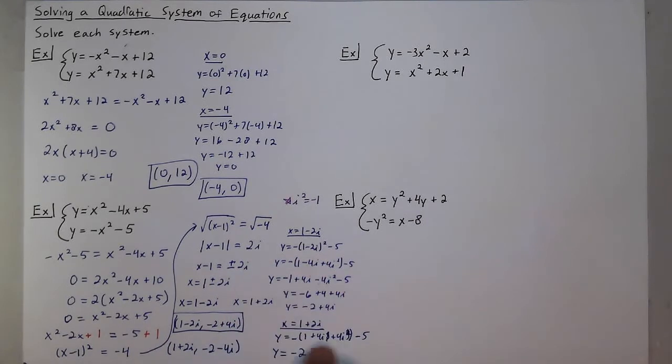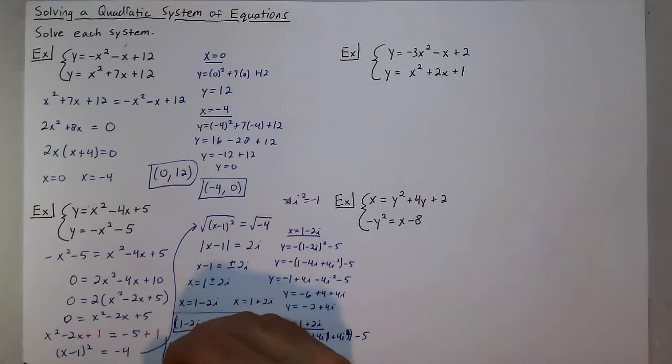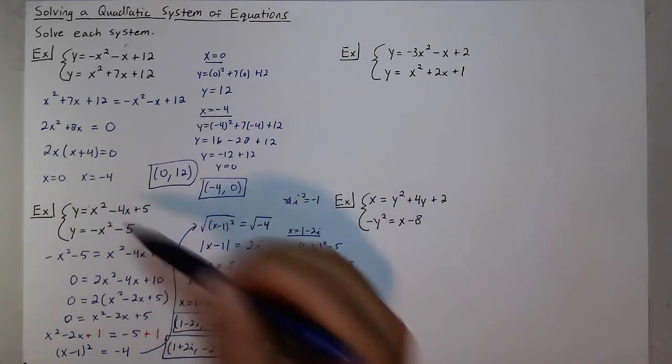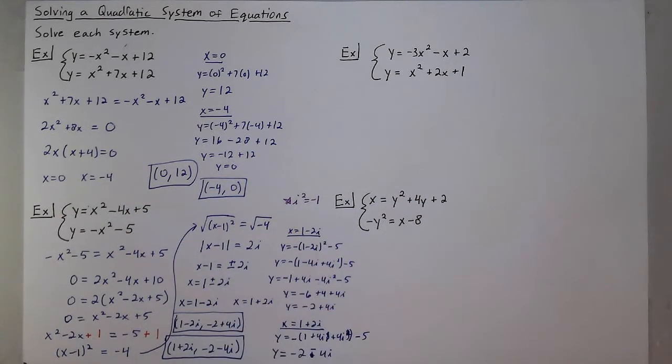Sorry for little blurbs going on here. But yeah, so those would be the two solutions. So depending on the context, if you're looking for a real solution, it would be no solution. But if you were allowing any solution here, we would have two imaginary points.